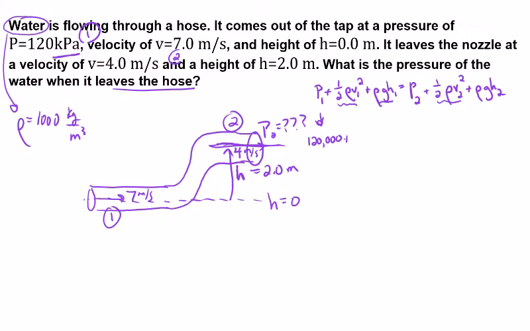Now, I made a mistake. I didn't actually say this correctly. We don't actually have everything, because h1 is 0, because our original height is 0.